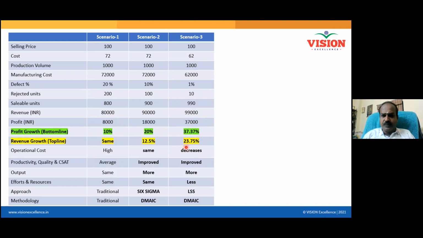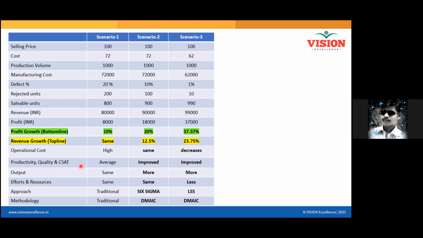And see here, in addition to the profit maximization, one more thing is happening. You know what that is? Your operational cost is coming down. Since the operational cost has come down, that's why your manufacturing cost also came down. So this is the advantage. Now you are aiming for two types of benefit. One is profit maximization, which is achieved through Six Sigma. Another is reduction of your operational cost, which is achieved through lean.